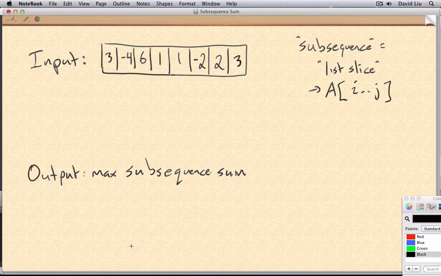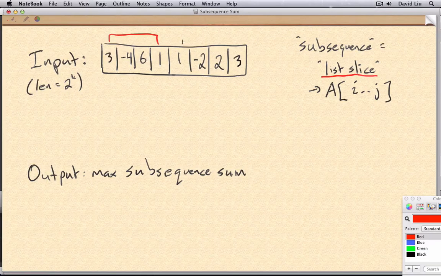So we have as input a list of numbers. And by the way, for this question, you can assume that the length is a power of 2. And in this list, we're going to consider different subsequences, which you can think of as list slices. So for example, this is a list slice, this, and even the whole list is a list slice. So for example, the sum of the elements here is just 2. The sum of the elements in this slice is -1. And the sum of the elements in the whole list is 10.